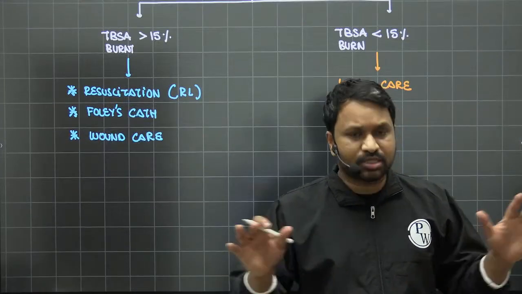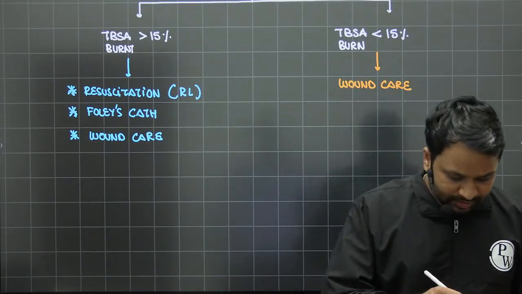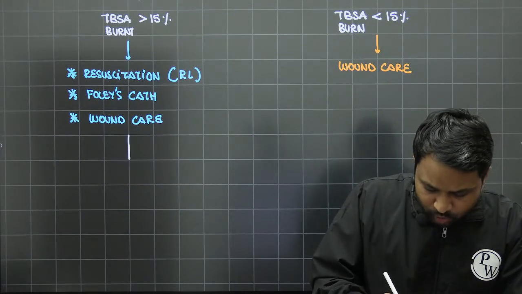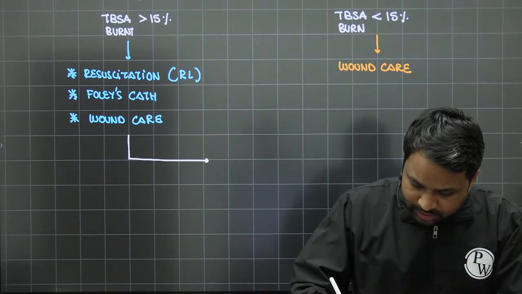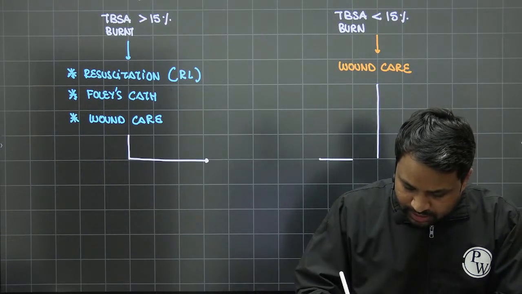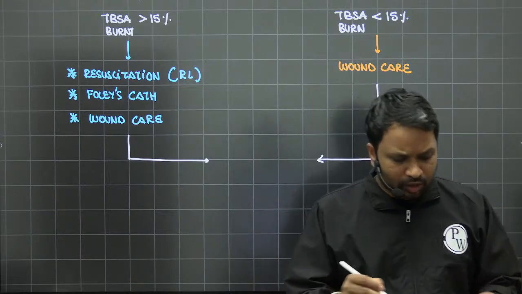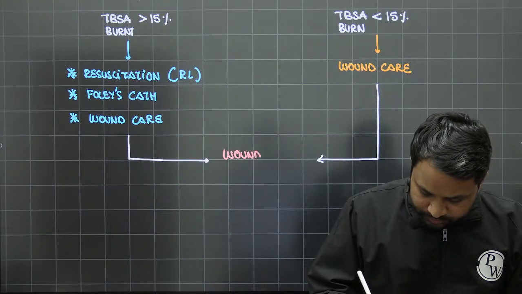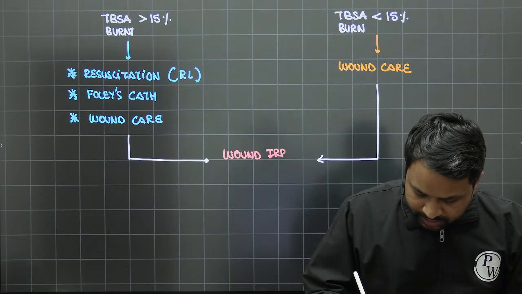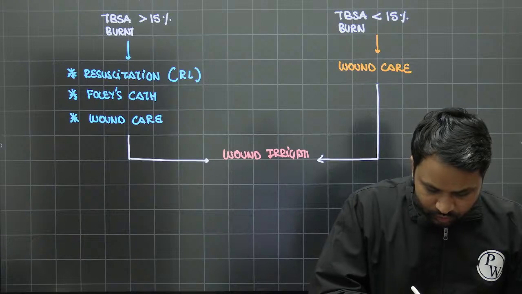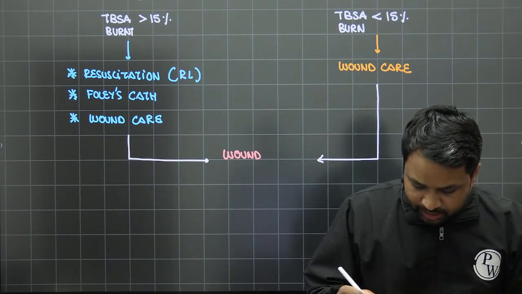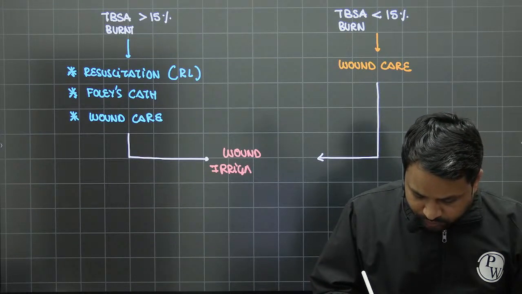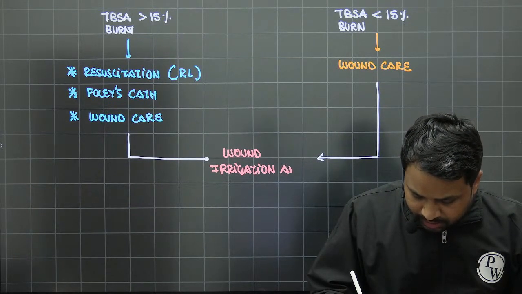Okay? Now, once you have decided whether you have a significant or an insignificant burn, sometimes even with an insignificant burn, if the depth of the burn is more, then you have to resort to the surgical component, and that is what we're going to discuss. Let it be a significant or insignificant burn, you have to go ahead with wound irrigation and debridement.